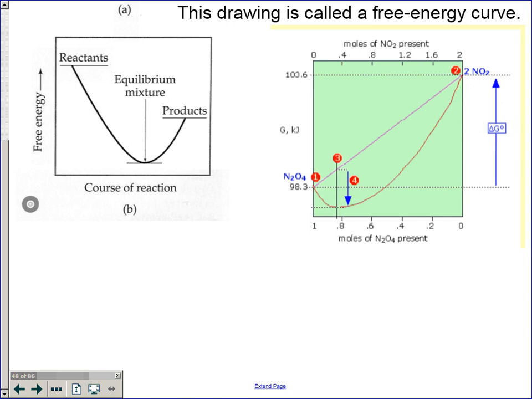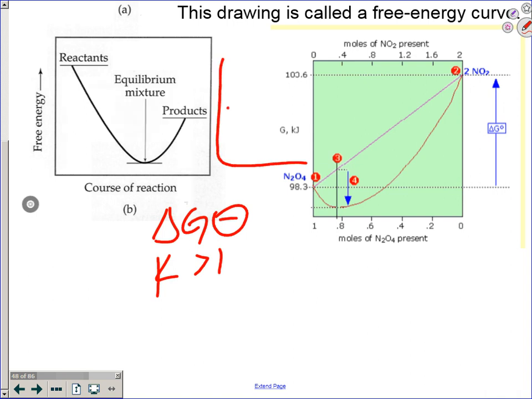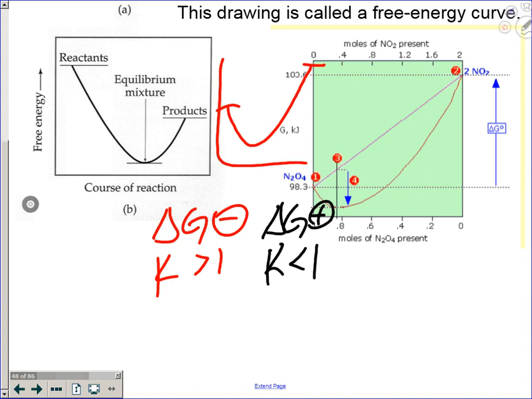We would know two things about a graph like this. We would know delta G is what? Negative. And we would know K is what? Greater than 1, because products are favored here. A graph like this would give me information that says what? Delta G is positive and K is less than 1, so we would say the reverse reaction would be favorable.